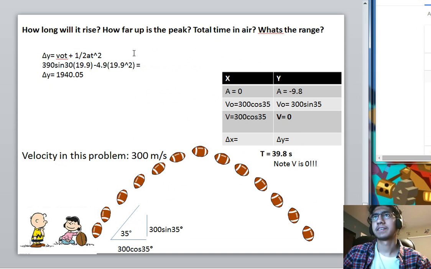Okay, back to this. How far up is the peak? So we're looking for delta y, and we just do delta y equals v naught t plus half a t squared. Plug and chug: 300 sine 35 times 19.9 minus 4.9 times 19.9 squared. Delta y is going to be 1940.05. Simple, easy to do.